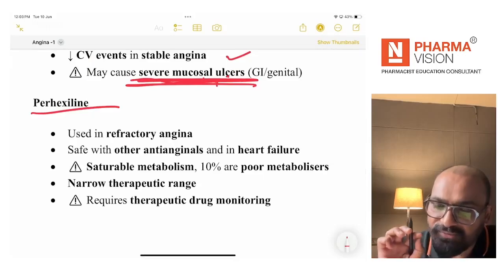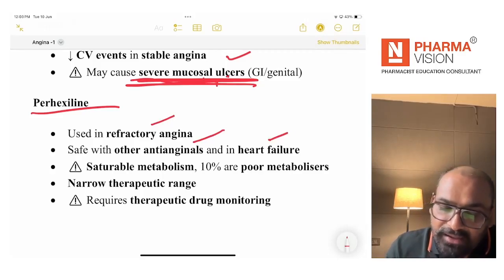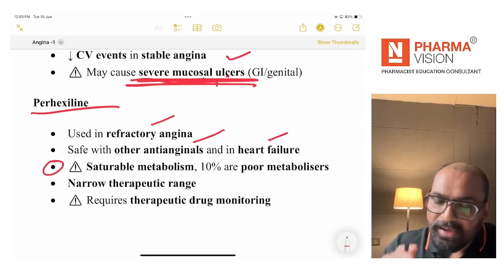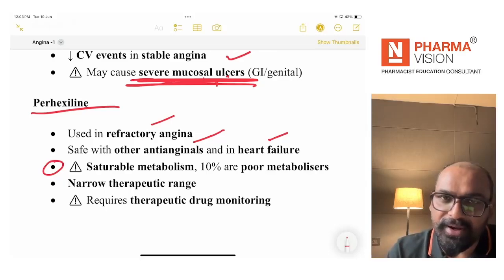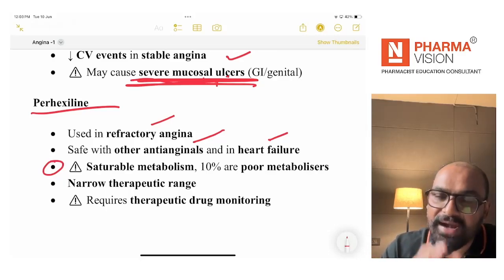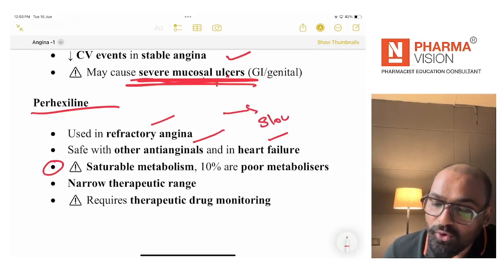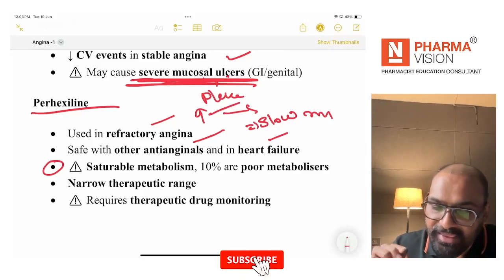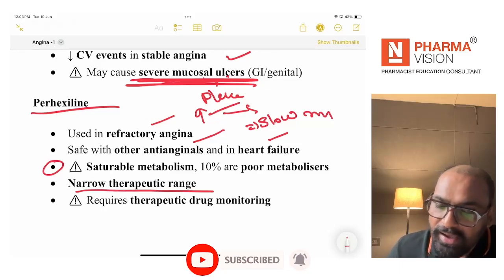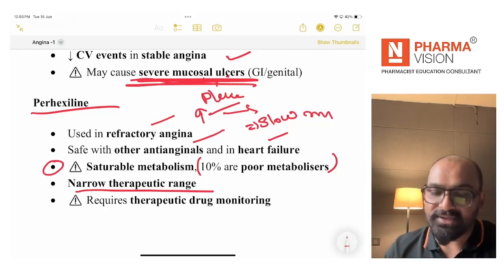Ranolazine, 2 points are very important. It is used for refractory angina, and it can be given with other antianginals. The metabolism of ranolazine is easily saturable, meaning the enzymes involved in its metabolism are easily saturated. That means the metabolic pathway is saturated, so slow metabolism happens after that, and that increases the plasma concentration. That's why it has a narrow therapeutic window, and 10% of the total population are poor metabolizers of ranolazine.